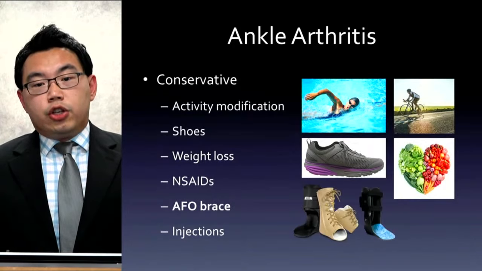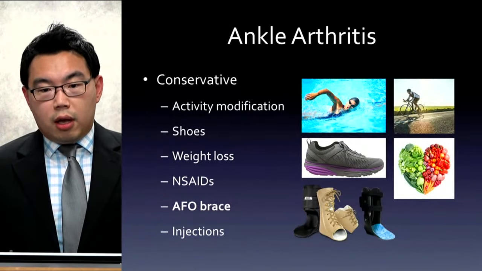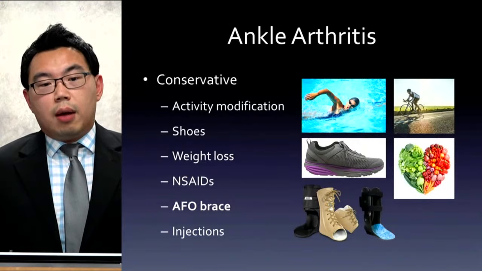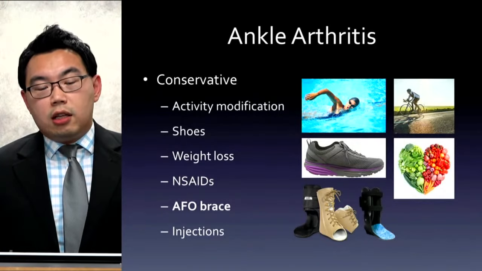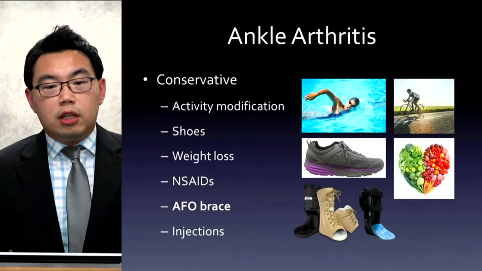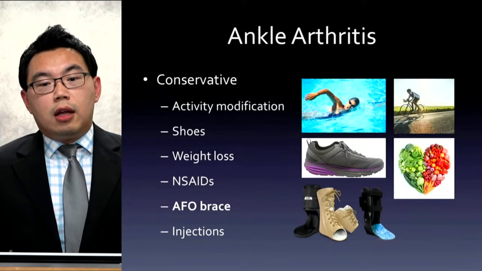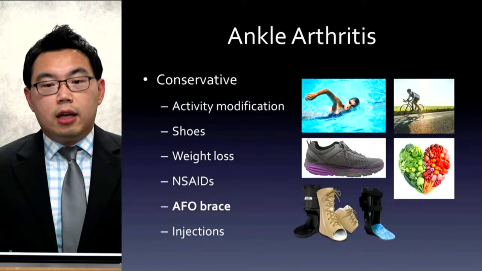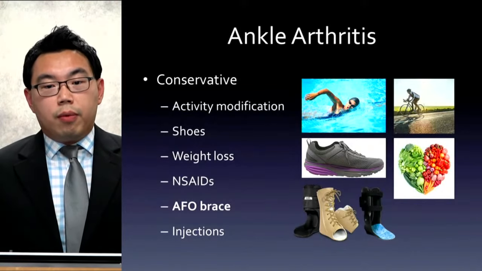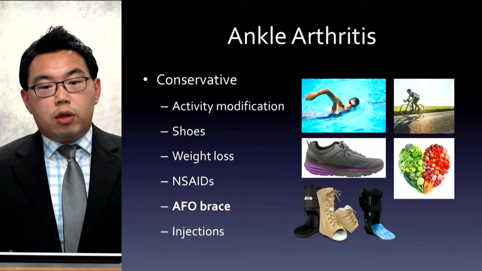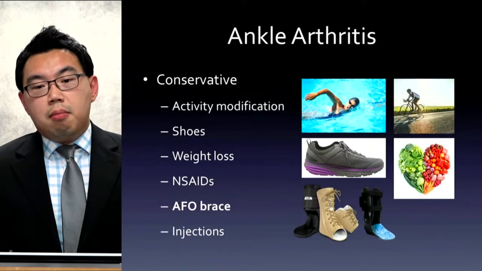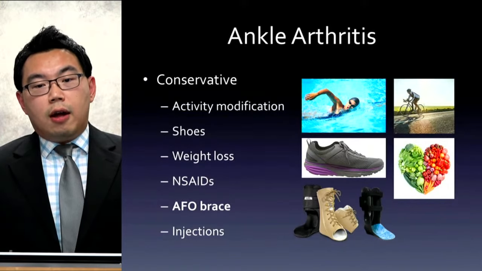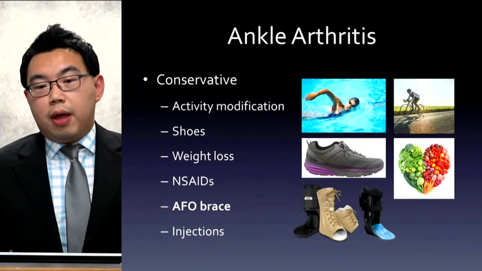In the end stages, there are braces that can be customized to you. What that means is AFO. What that stands for is ankle foot orthosis. So these braces are customized and designed to really limit your ankle motion. The idea is if you are arthritic and every time you move your ankle up and down is what generates pain, maybe limiting your ankle motion would make your pain better.